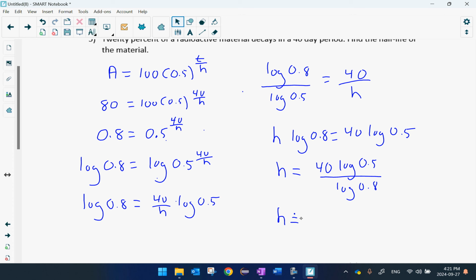Then go to your calculator and figure out an approximate value. So log of 0.5 times 40. And I'm getting about 124, I'll say 124.25 days. There's your half-life. So notice the log of 0.5 and the log of 0.8 are both negative numbers. That should make sense, because when you do the log of 0.5, it's 10 to the power of what equals 0.5? Well, that has to be a negative number since the answer is less than 1. So just don't be surprised when you see those negative numbers on your calculator for that.